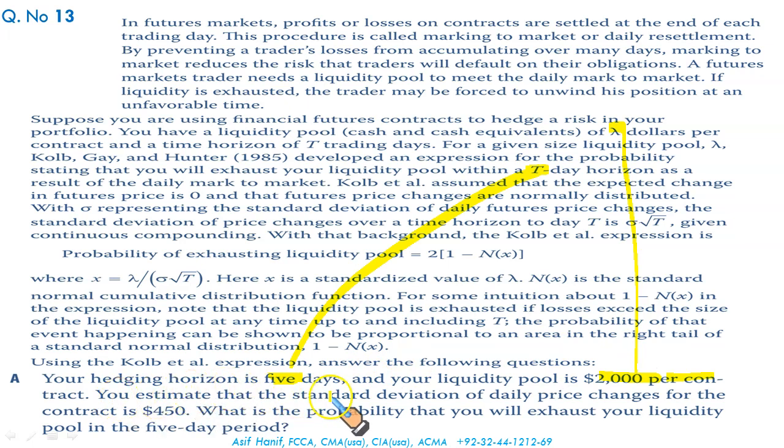Your estimate that the standard deviation of daily price changes for the contract is 450. What is the probability that you will exhaust your liquidity pool in a 5 day period? T is 5. This 2000 is the dollar per contract, and 450 is the standard deviation. We just need to plug in the numbers in this and calculate the probability. Just computations. Let us write down the numbers in a clean sheet and do the workings.